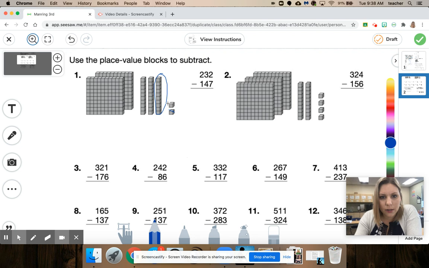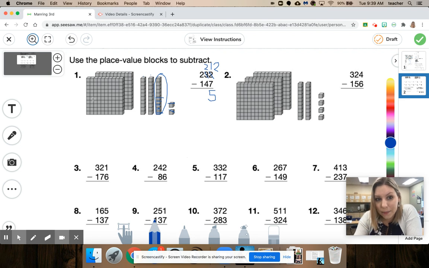So I'm going to take away 1, 2, 3, 4, 5, 6, 7, and count how many I've left. 1, 2, 3, 4, 5. There's 5 left. So when I show this on my paper, I started with 2 ones, but I borrowed 10. So then I had 12. I don't have 3 10 sticks anymore. I borrowed one of those. So now I have 1, 2 10 sticks. I have 2.